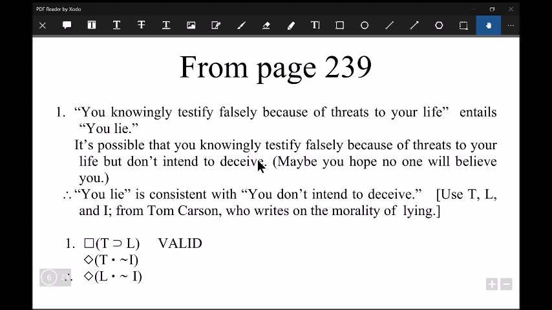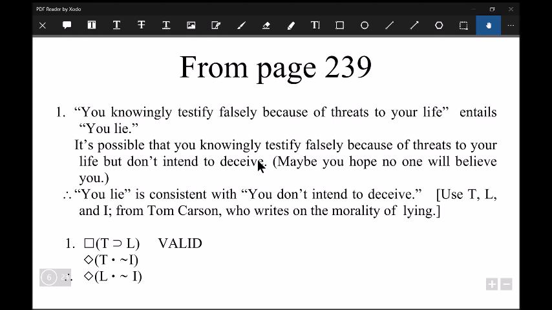If you want to talk about the morality of lying, that's one of the first things you want to do. Well, one traditional definition, which seems pretty good until you think about it a little bit more, is that to lie is to knowingly assert what you take to be false while intending to deceive.